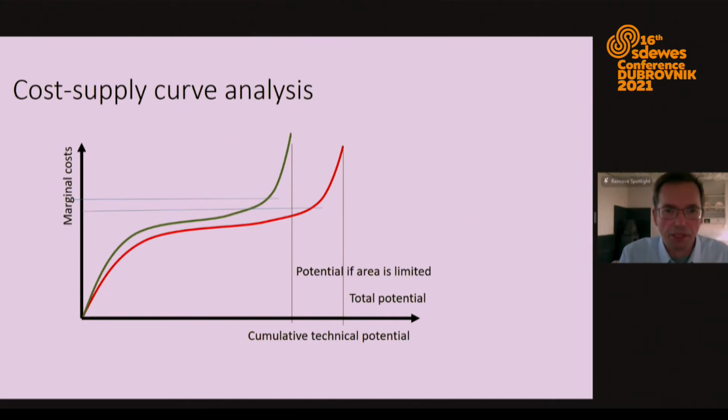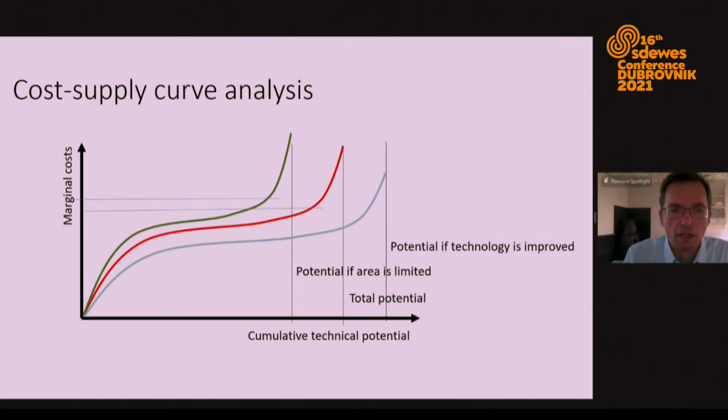So if environmental regulation is strict, then the available area is less, and then the costs are higher and the potential is less. On the other hand, we see that technologies improve all the time, that we may be able to build better wind turbines, solar converters, etc. And this would mean that the cost supply curve would look like this. The total potential is greater, and also the costs may be lower. So we have these two dimensions of continuous technological improvement and of continuous improvement of environmental regulation.